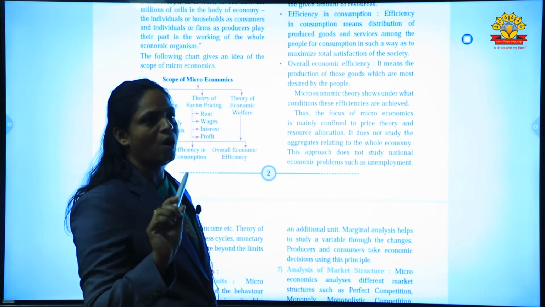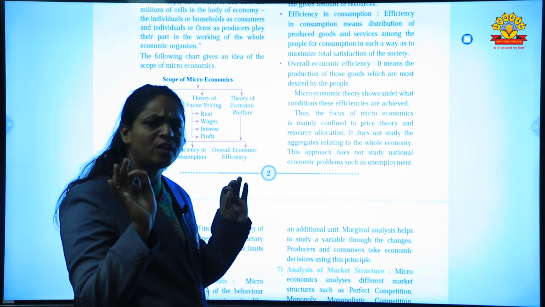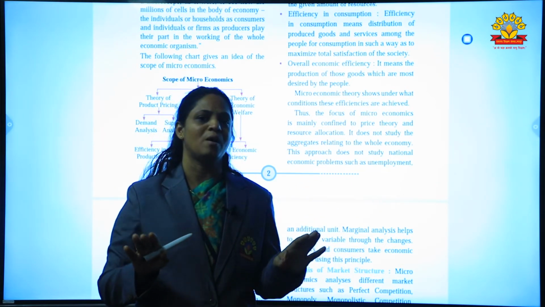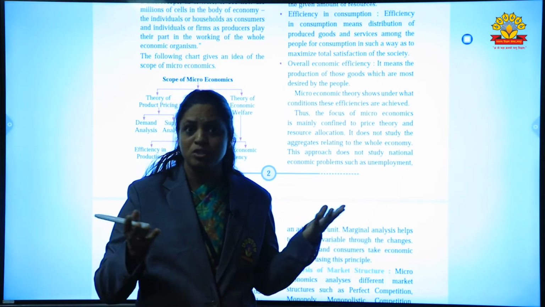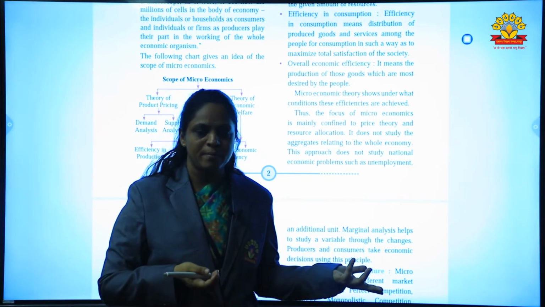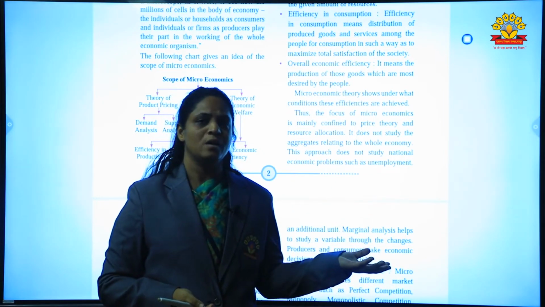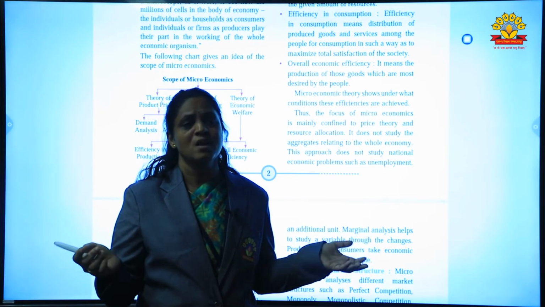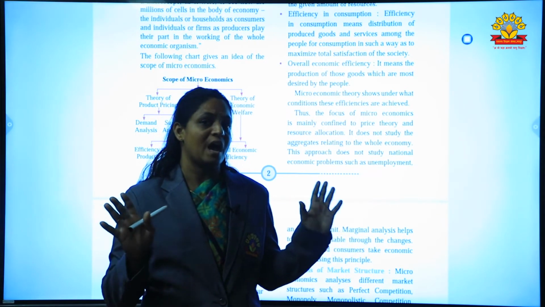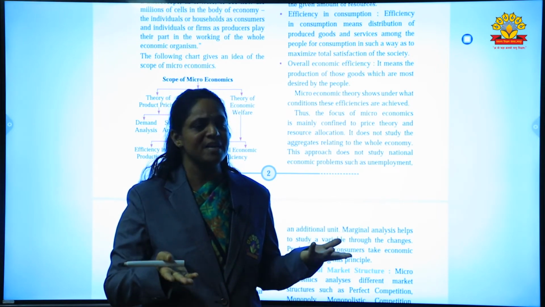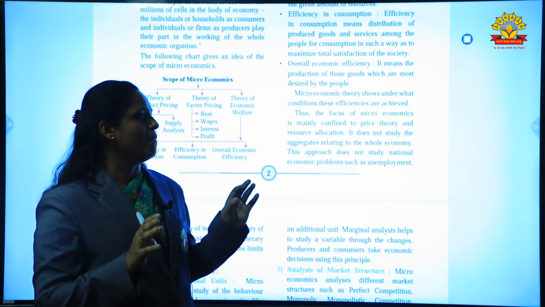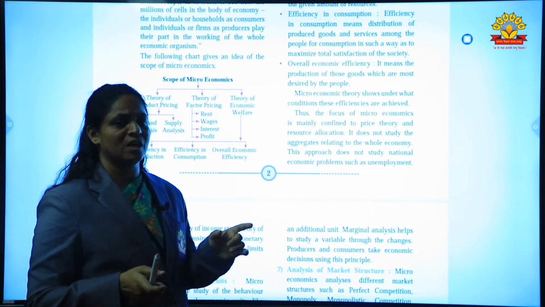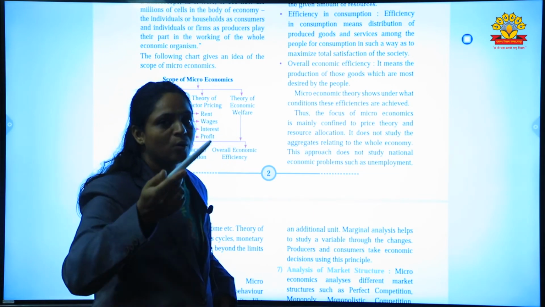It does not study the aggregate unit or whole unit. It only studies individual parts of the economy. Also, microeconomics does not study nation-wide problems. Lots of problems our country faces. Unemployment may be there, poverty may be there, inequality of income, balance of trade, balance of payment, lots of problems we face, but microeconomics does not study what the problems are and how we solve them. It means microeconomics only makes an individual study, not regarding the problems and solutions in our economy. Those problems and solutions are definitely studied in macroeconomics.